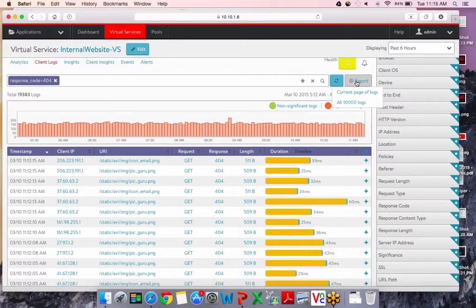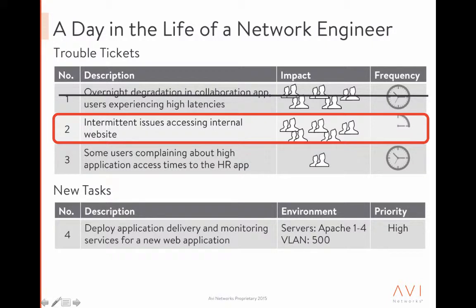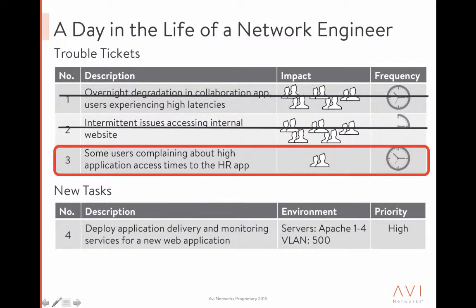We can export these logs as a CSV, and then send it to the app team and tell them which two files are missing, on what servers, and we are done. Okay, let's get back to our ticket dashboard. Two down. On to the third ticket.